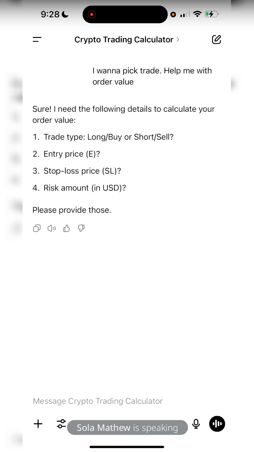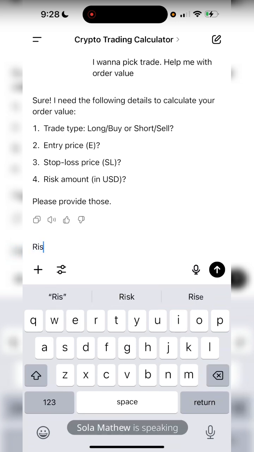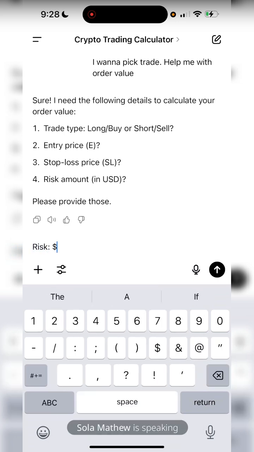So that risk is the amount you are willing to lose. Do you understand what I mean? How much are you willing to lose in this trade? For example, let's just use $10. So you can say risk, you can put it at any amount. So risk, $10.